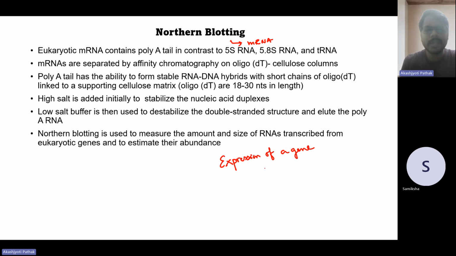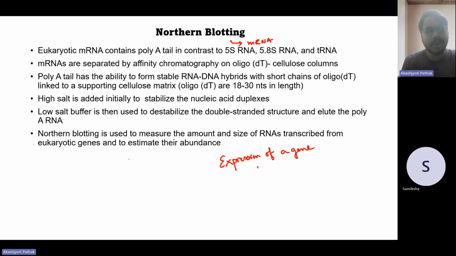So, for example, there is a particular gene, and you know that this particular gene is expressed in a particular cancer. So, you want to understand what is the level of this expression, or for example, you have treated this cell with a particular drug, and then you want to check whether the expression of this gene is going down, or whether it is getting upregulated, downregulated. So, such studies you can do by carrying out northern blotting.